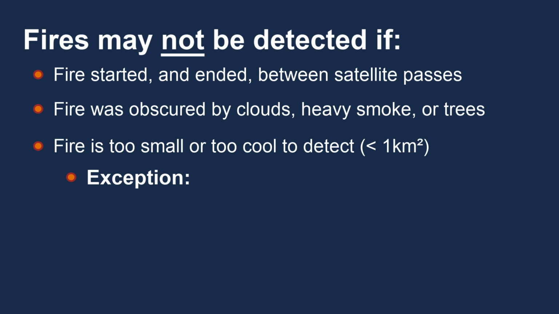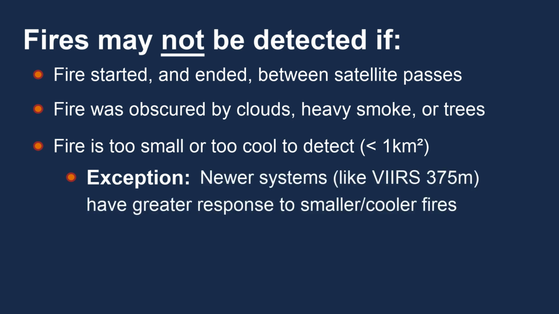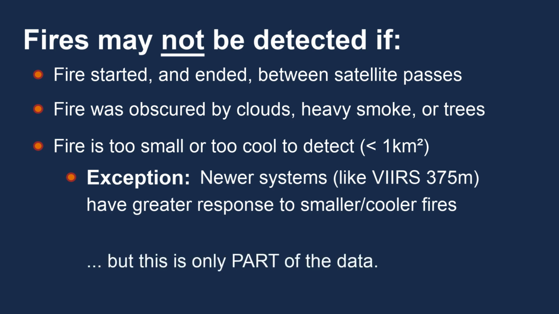There are some exceptions to this, as some newer systems like the VIIRS 375-meter active fire product provide a greater response over smaller fires due to their higher spatial resolution and improved nighttime performance. But this does not represent all satellite data that's inputted into our forecast.